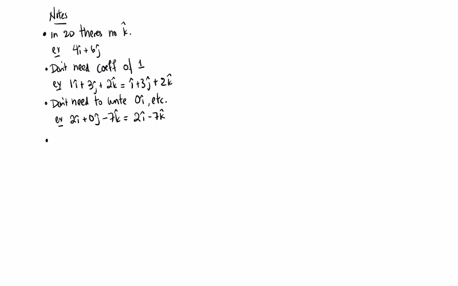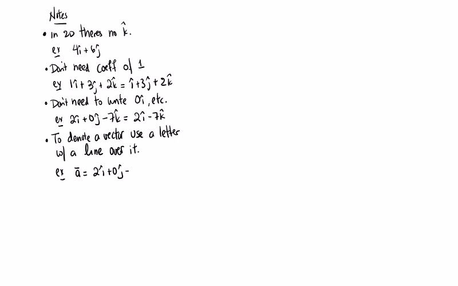And the last thing is the notation for vectors. In other words, to denote a vector, use a letter with a line over it. So what I mean by that, for example, I could say the vector A is 2i plus 0j minus 7k. There are some other options. You could write a little arrow. You could write a half arrow. Those are options. There are other things that come up here and there.